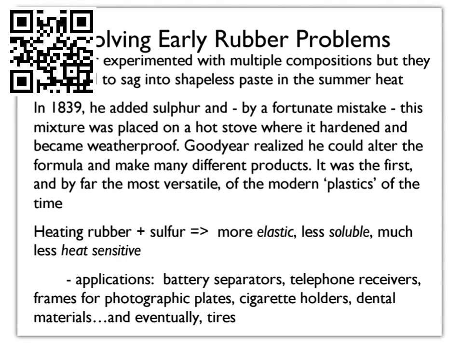All right, so you take rubber and sulfur, heat them, and it becomes more elastic, less soluble, and much less heat sensitive, which is kind of a theme even now for plastics. We worry about these same aspects of plastics and whether they can resist the environment in the right way. And so this immediately became useful in some very technologically oriented areas. Battery separators, again, brand new technology, telephone receivers, frames for photographic plates, cigarette holders, dental materials, and then eventually tires.